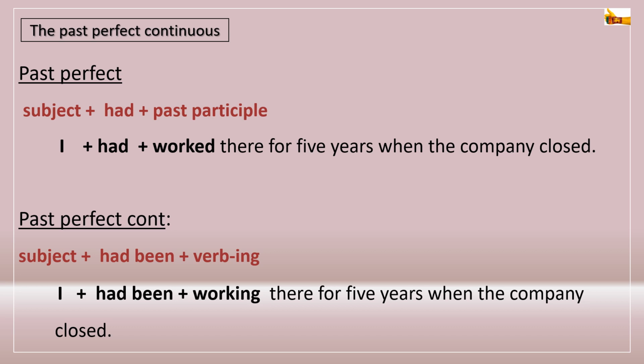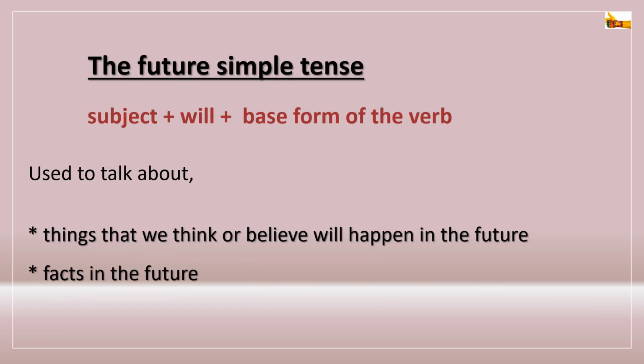Okay, it's time to move on to the future tense. The future simple tense. The easiest way to talk about the future. The structure is subject plus will plus base form of the verb. We can use it to talk about things that we think or believe will happen in the future. We can also use this tense to talk about facts in the future.